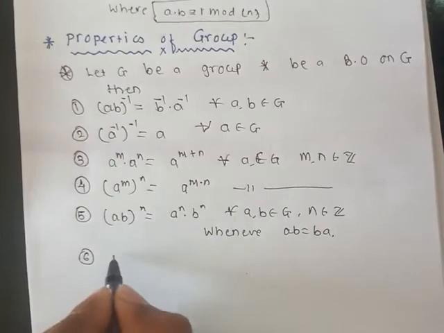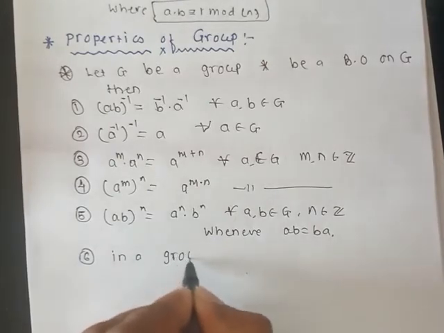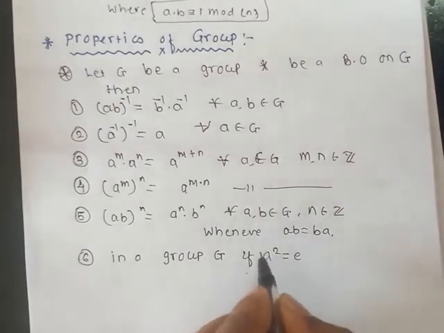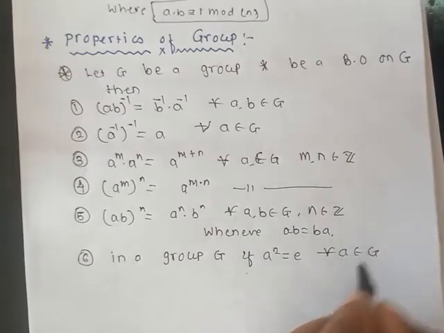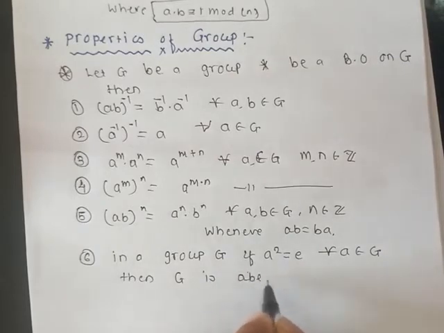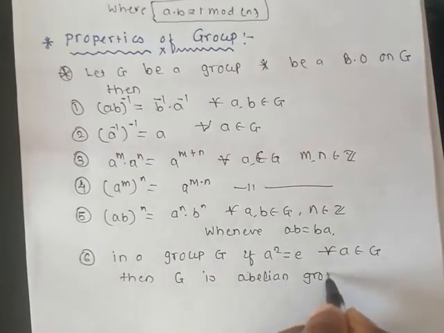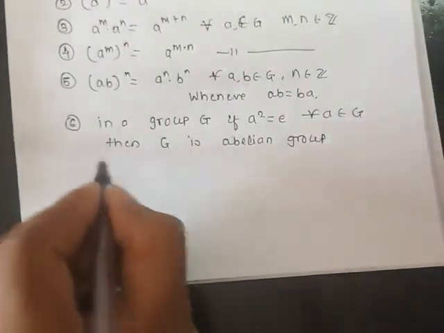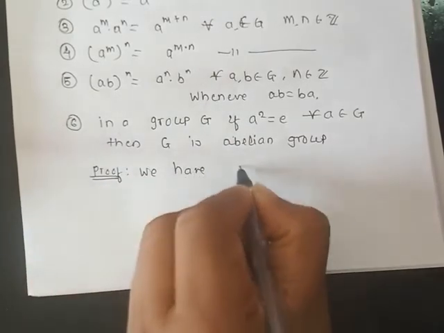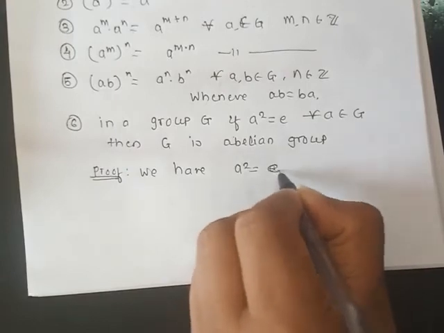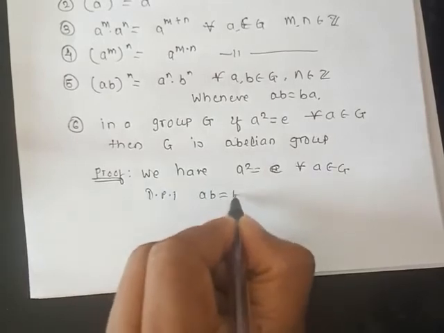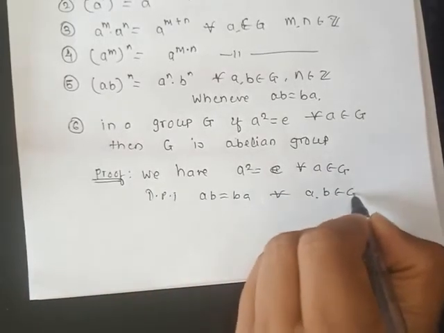Sixth one, in a group G, if A square is equal to E for all A belongs to G, then G is an abelian group. Simple proof it has. We have A square is equal to identity for all A belongs to G, and to prove that AB is equal to BA for all A comma B belongs to G.